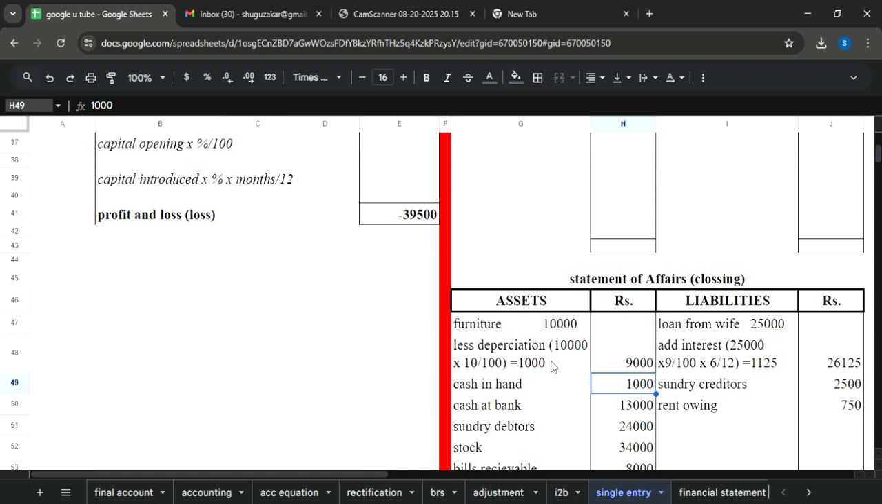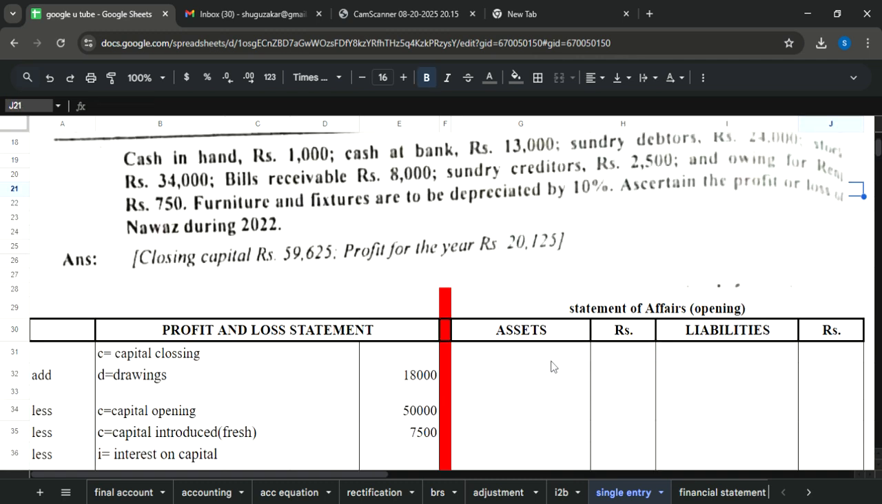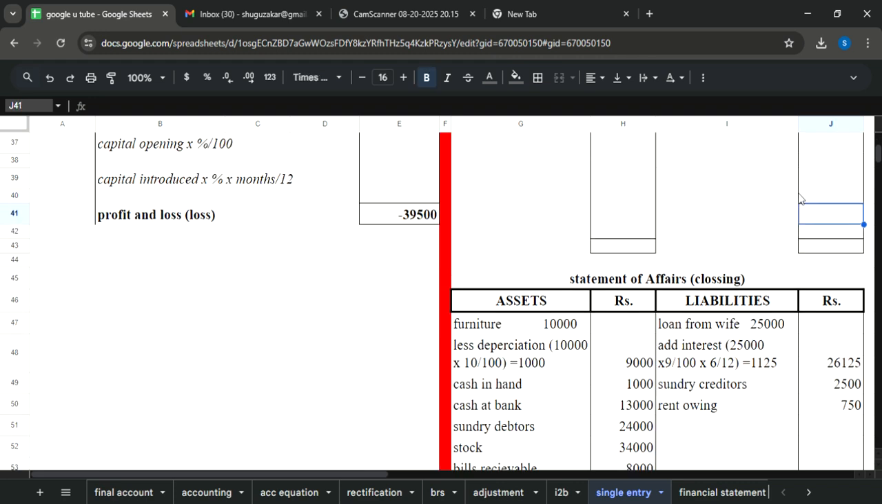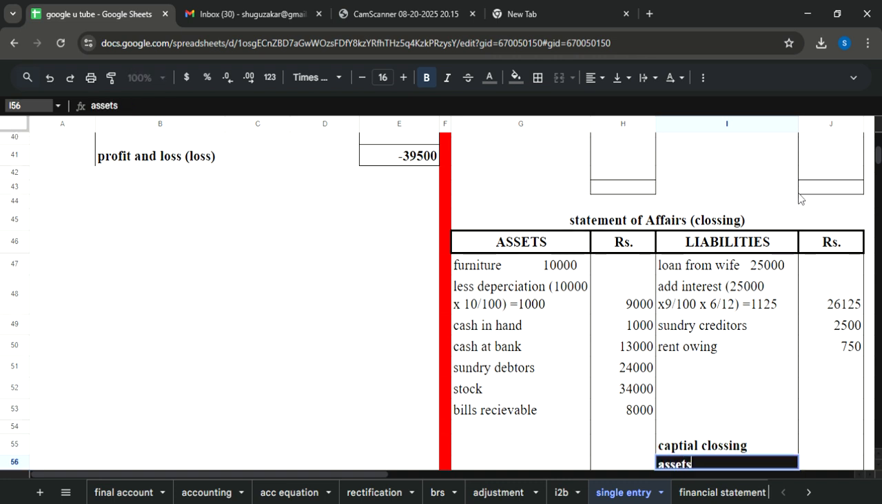So guys, in this way you have seen that all related entries were completed. Furniture depreciation was last. Next is the requirement. So we are now ready to start our calculation for capital. Here you will calculate closing capital. How will you calculate? Assets minus liabilities.